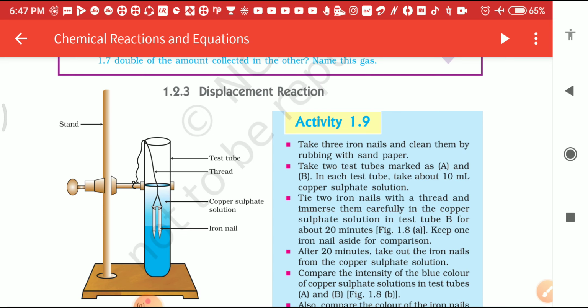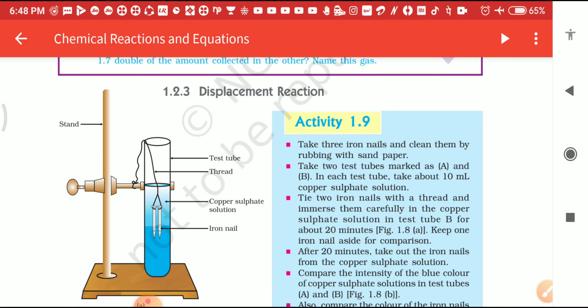First of all, displace means to remove, to shift to another place. A displacement reaction is when one more powerful element, a most reactive element, displaces the least reactive element. That is called a displacement reaction. These are reactions in which one element takes the place of another element in a compound.